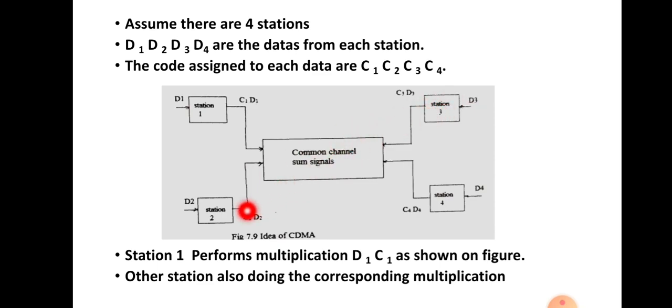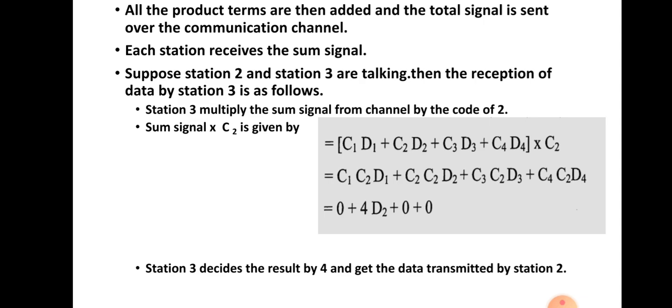For receiving station 2's information, station 3 should find the dot product of the received information with the code of station 2, so station 3 will have the code word of station 2. That is the explanation. All the product terms are added and the total signal is sent over the communication channel, and each station receives the sum signal. Suppose station 2 and station 3 are talking; then station 3 multiplies the sum signal by the code word C2, the code word of the second channel, and the sum signal into C2 will give you this result.